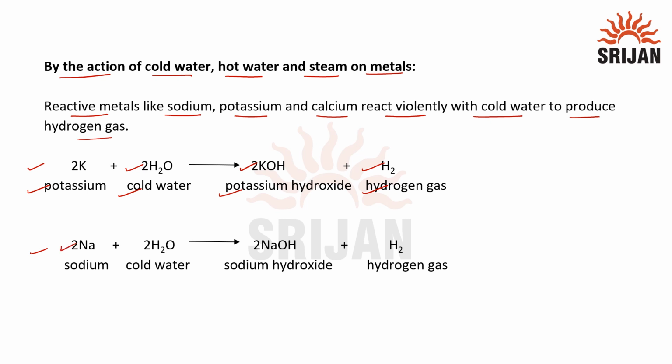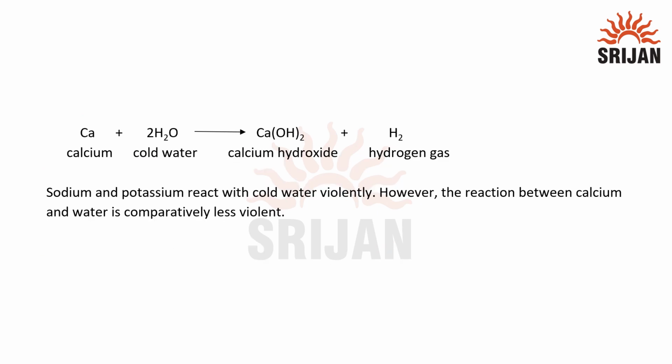Next is 2Na plus 2H2O gives 2NaOH plus H2. That is, sodium plus cold water gives sodium hydroxide and hydrogen gas. Next reaction is Ca plus 2H2O gives Ca(OH)2 plus H2. That is, calcium plus cold water gives calcium hydroxide plus hydrogen gas. Sodium and potassium react with cold water violently. However, the reaction between calcium and water is comparatively less violent.